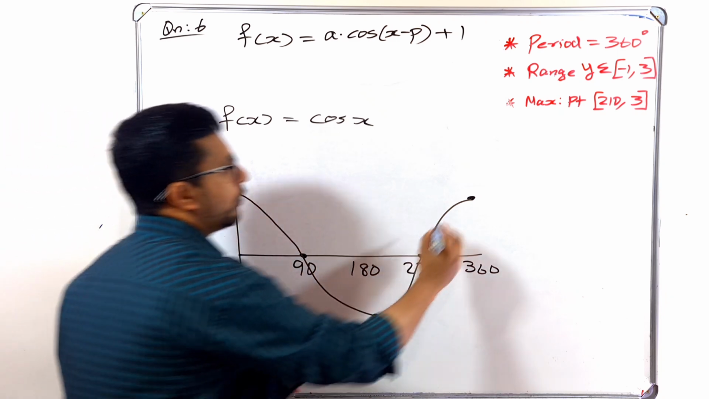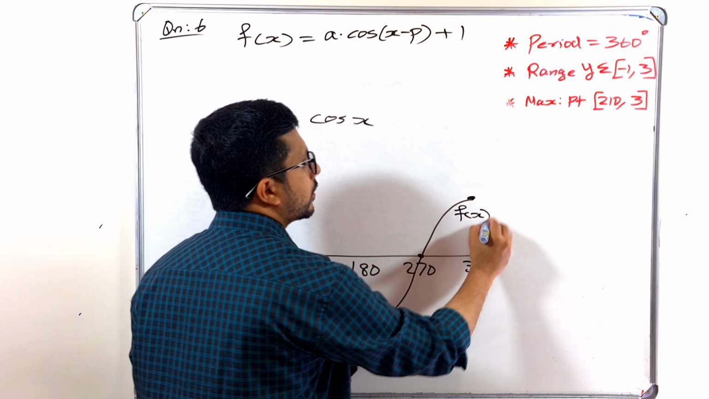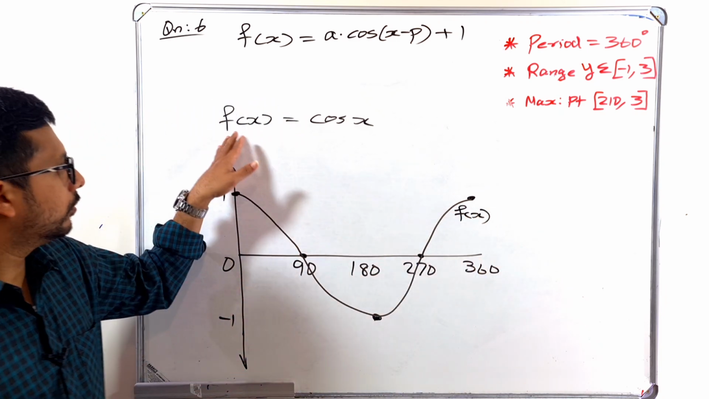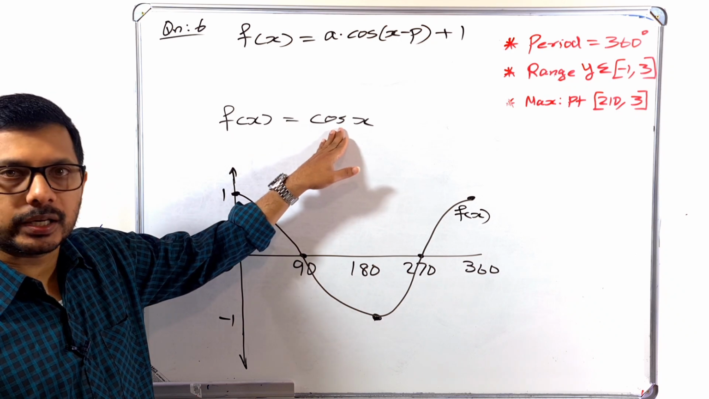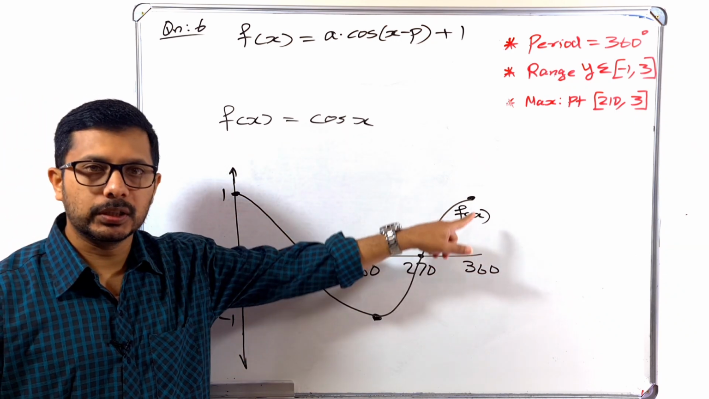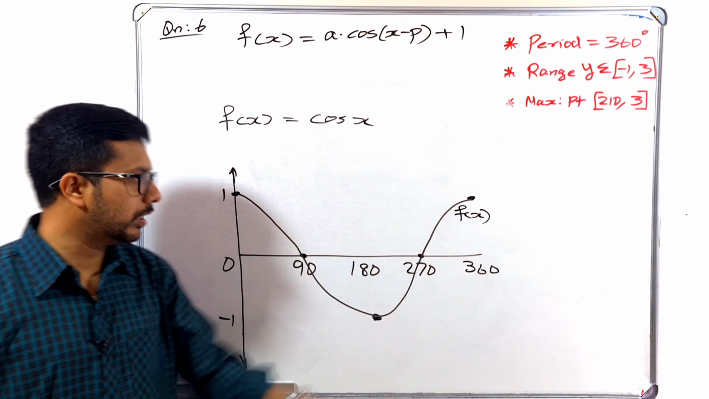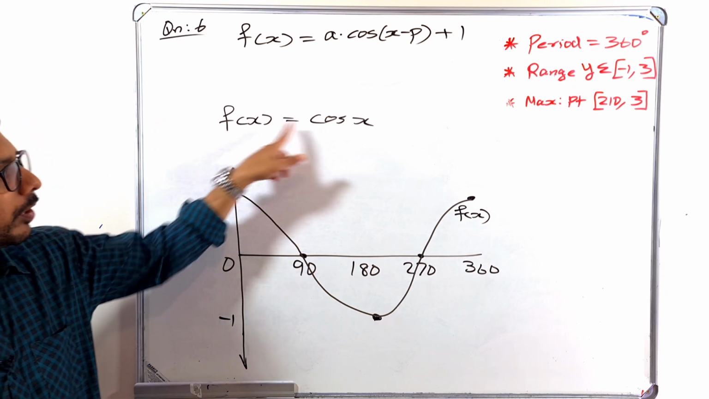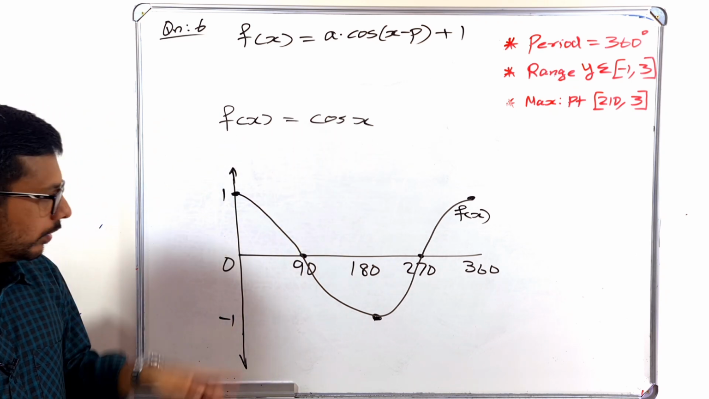So this is the graph of f of x. I tried to draw the graph of f of x is equal to cos x, and this is the shape of the graph from 0 to 360. So in this normal cos x graph, what is the range?